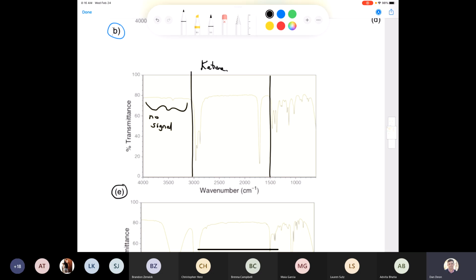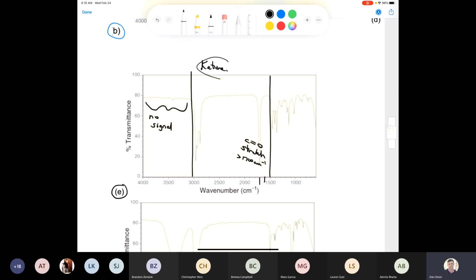But what else do we see? We have a really strong signal here, right? Very strong signal, which is a carbonyl stretch. And you see that it looks like it's around maybe 1710 or something like that. You can see it's a little bit greater than 1700 reciprocal centimeters.